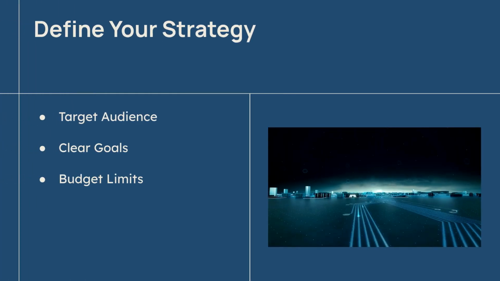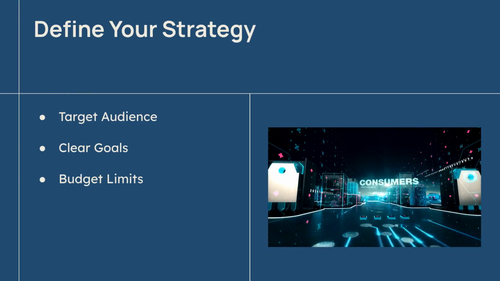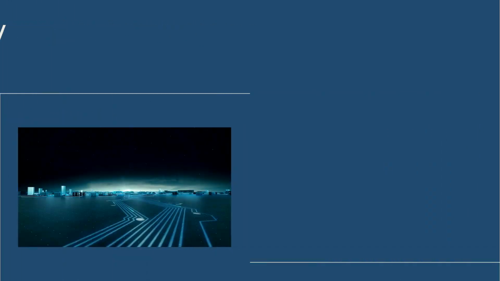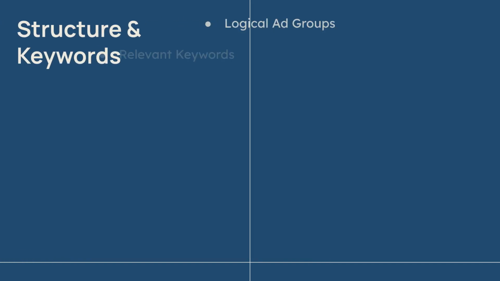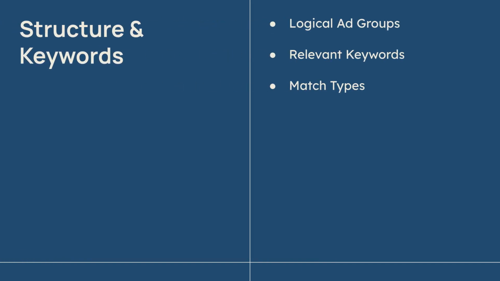Ready to launch your first Google Ads campaign? Let's go through the initial steps. Start by defining who you want to reach, what you want to achieve, your goals, and setting a realistic budget for your daily spend. Organize your ad groups logically based on themes, select highly relevant keywords, and choose the correct match types to control who sees your ads.